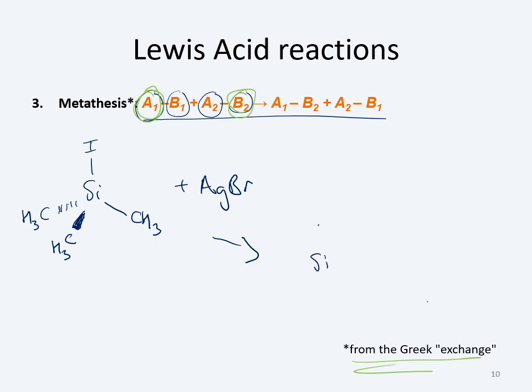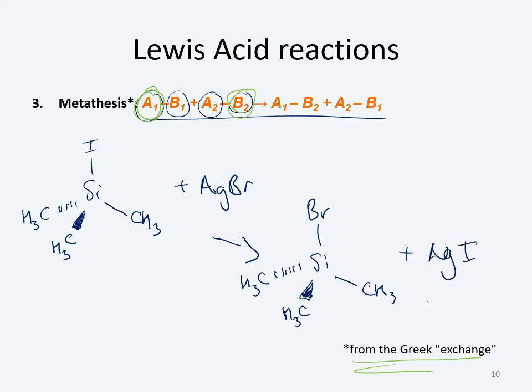Okay, so the bromine is going to come onto the silicon. Of course, the methyl groups remain in the same positions, but I'll draw them out anyway. And the iodine ends up on the silver, and I don't know why I drew it like that, but anyway, iodine ends up on the silver.